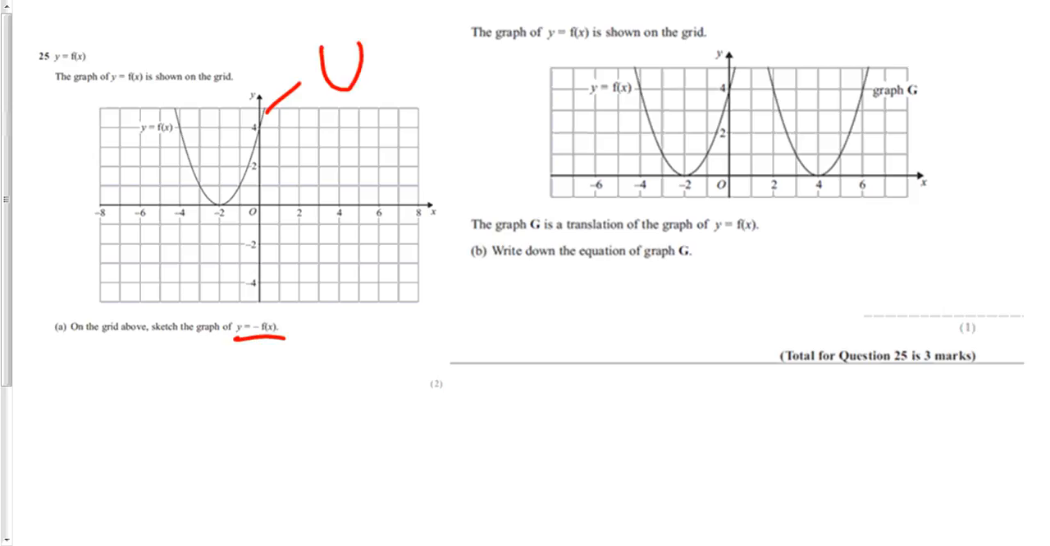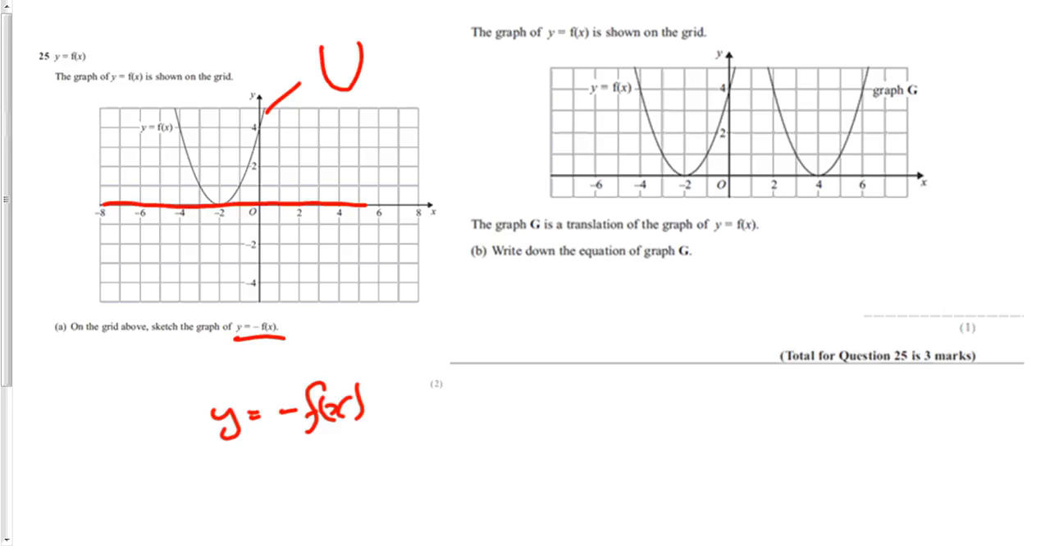Now, if we've got y equals minus f of x, what that means is that we reflect it. So when we reflect this, we're going to reflect it down, so it's going to look something like this. Obviously, if I did that, I'd get 1 mark for getting it roughly right, for making it look like a sad face, but I wouldn't get the second mark because it's not accurate enough. We're reflecting it in this line here.